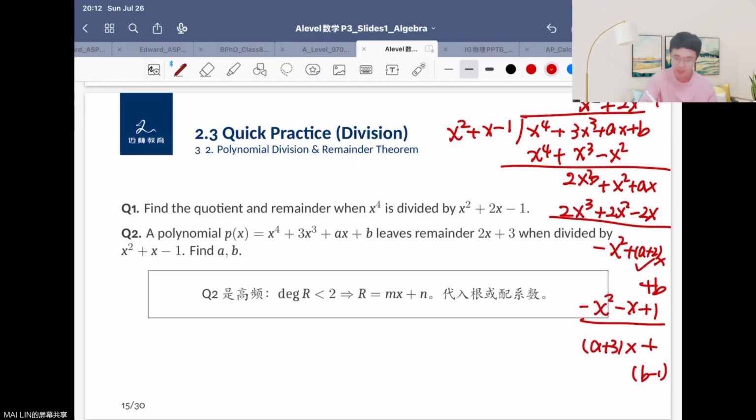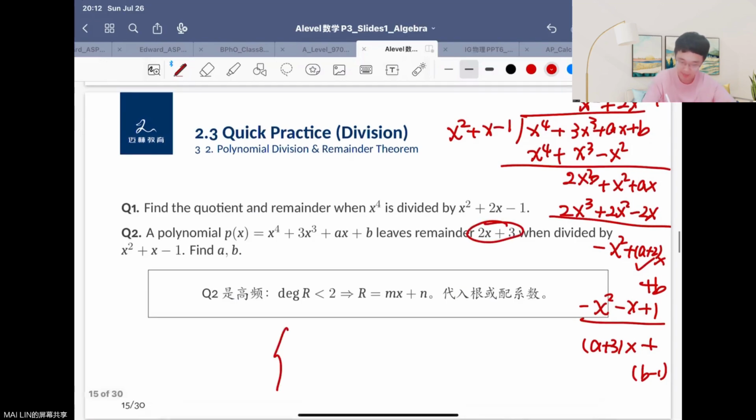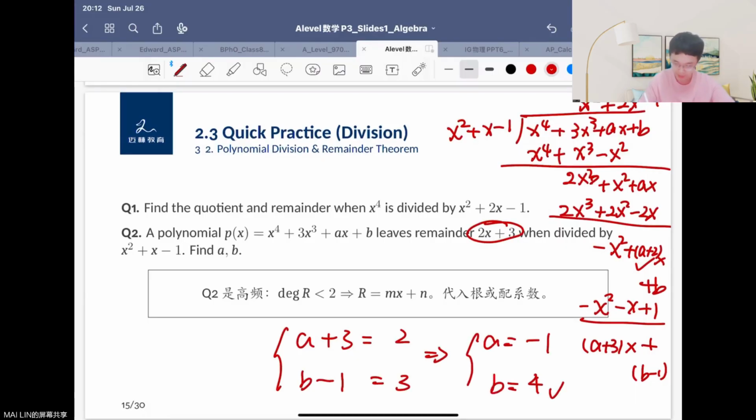You can say, because here the remainder is 2x plus 3, a plus 3 equals 2, and b minus 1 equals 3. So we have a equals -1 and b equals 4. Okay, that is the final answer for this problem.